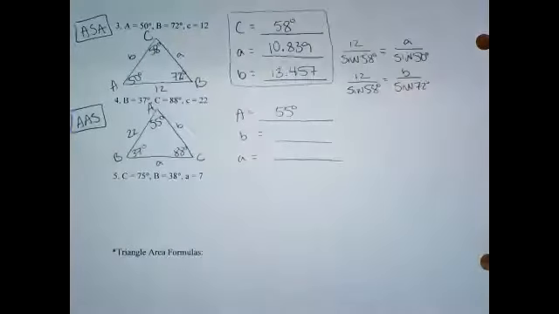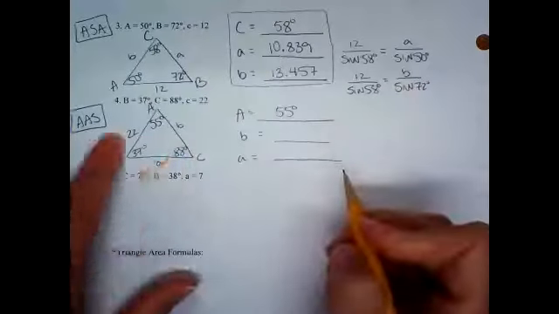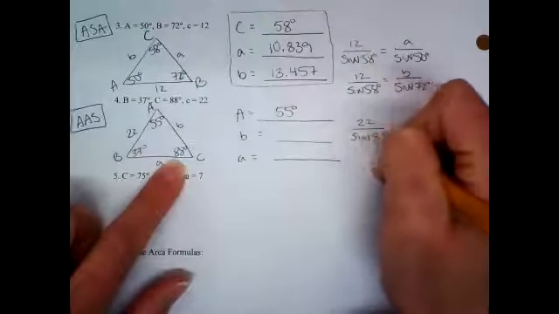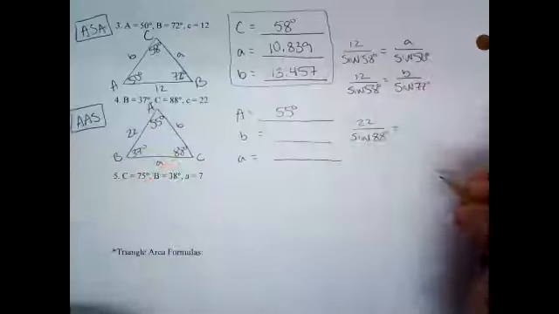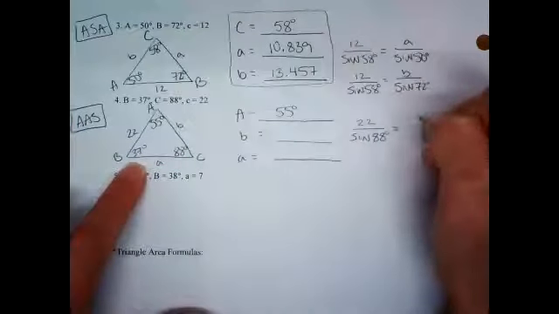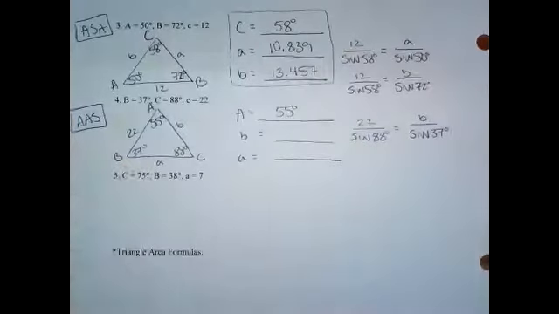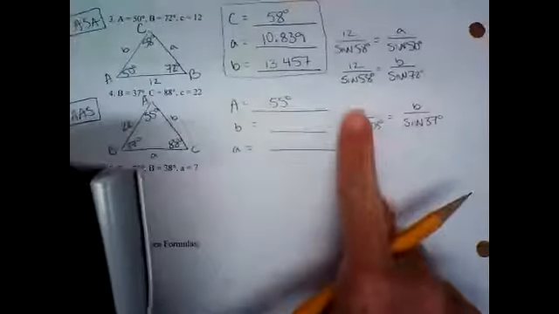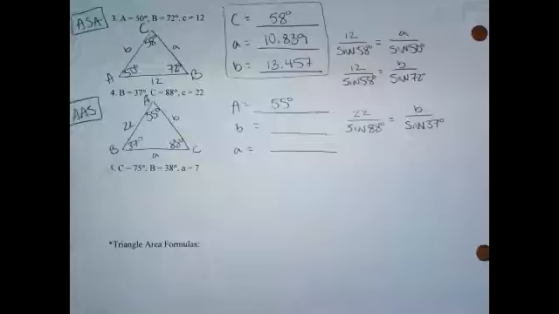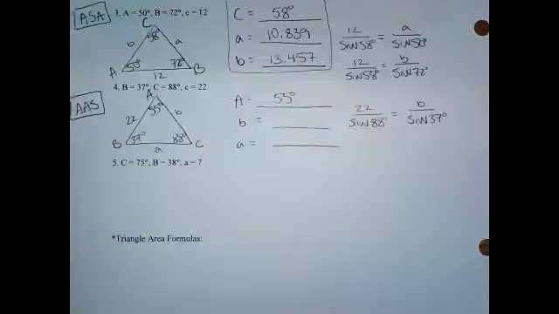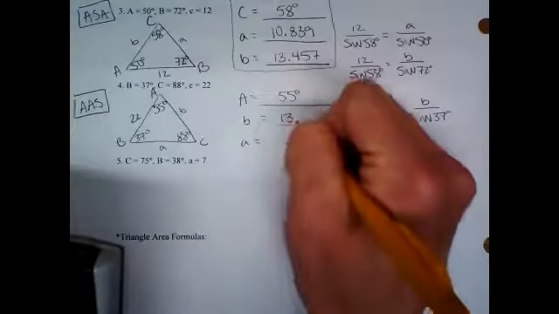All right, so we need a side across from an angle. That would be these two. So you would have 22 over sine of 88 equals B over sine of 37. So you're going to cross multiply: 22 times sine of 37 divided by sine of 88. What did you get? Anyone want to share? All right, good, me too.